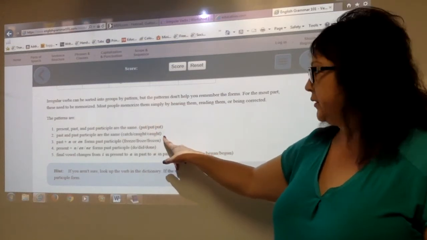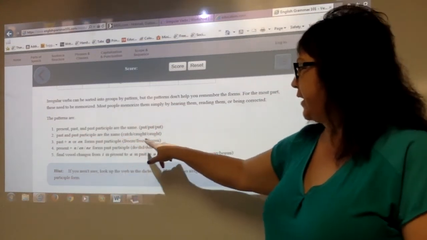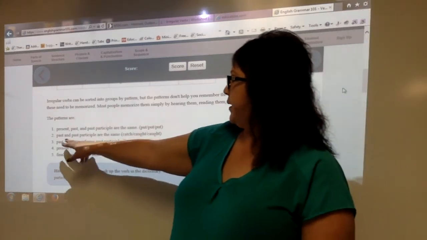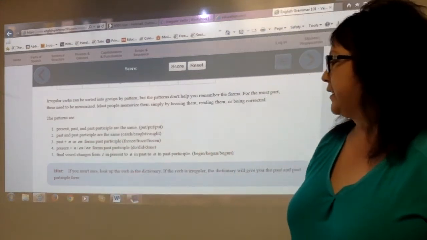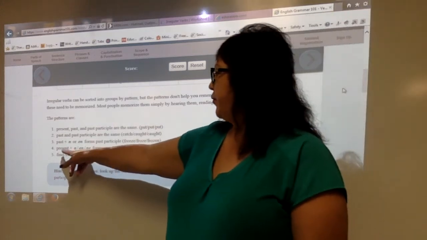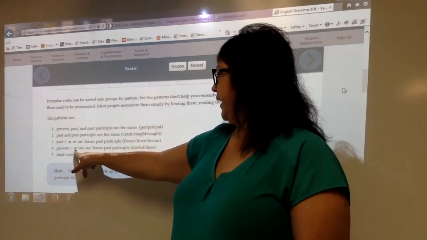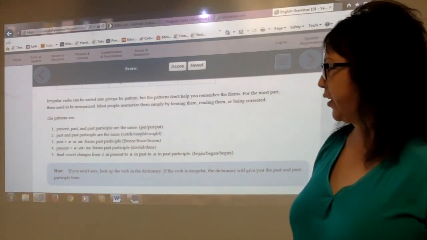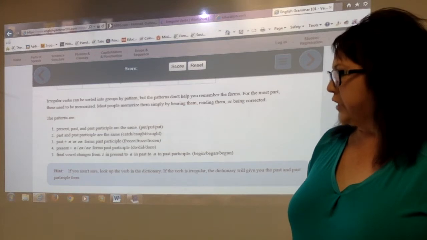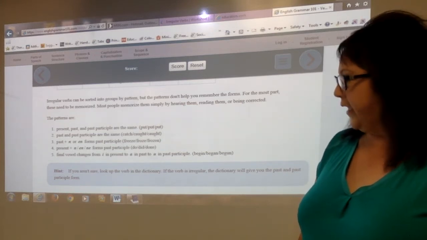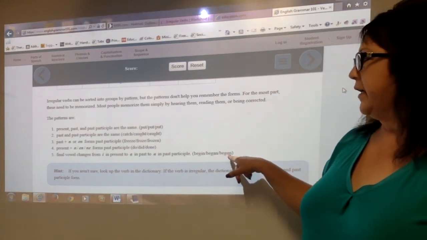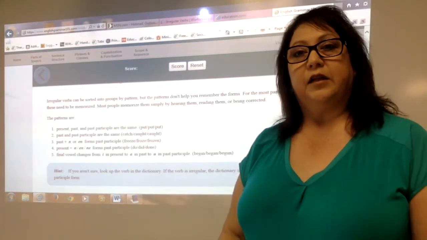Put. Past and past participle are the same: catch, caught, and caught. Past plus n or en forms past participle: freeze, froze, and frozen. Present plus n, en, or ne forms past participle: do, did, and done. The final vowel changes from i in present to a in past to u in past participle: begin, began, and begun. Again, a little challenging.